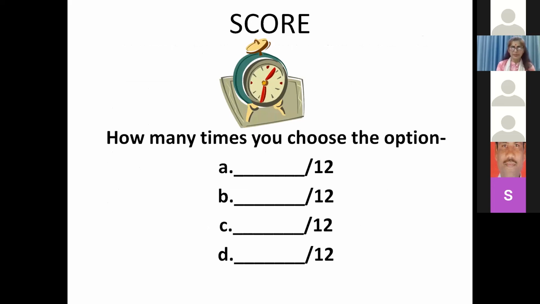Okay, so could someone tell me your score? 8 A and 4 D. 8 times A came and 4 times D came. Okay, 8 and 4. Your A is 8 and D is 4. There is no B and C. Yes, anyone else? A6, B1, C2, and D3. Okay, the grand total should be 12. 6, 1, 2, and 3. Okay. A 8 times, B 3 times, C 1 time. Okay, I got it.